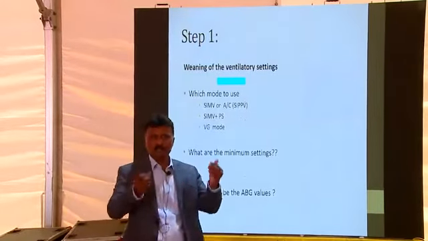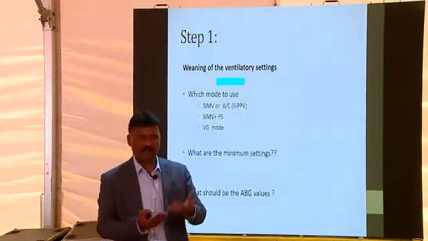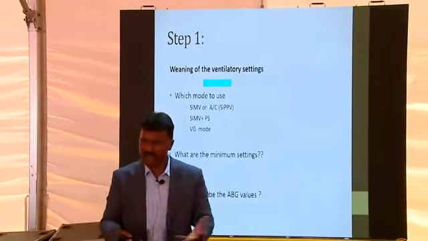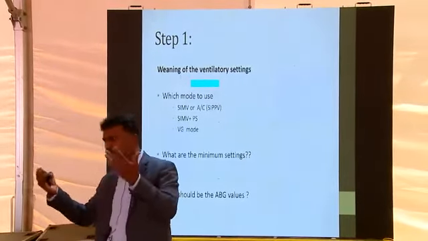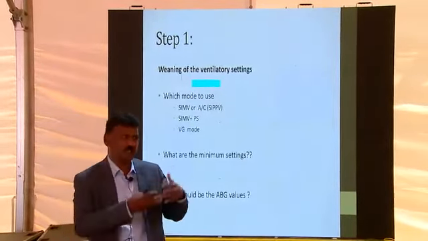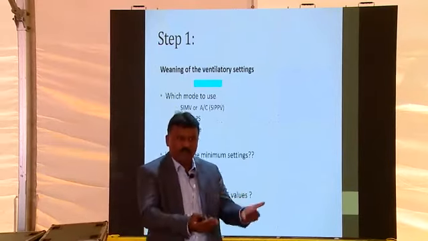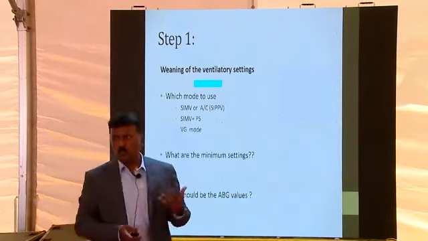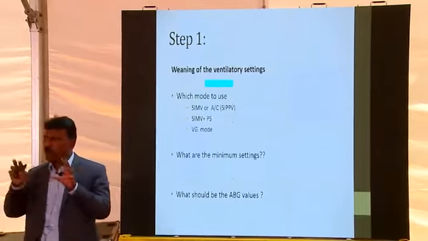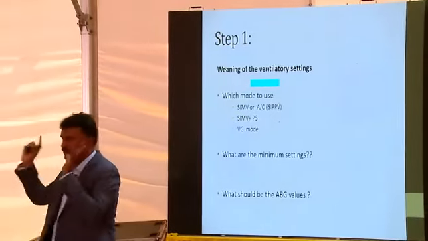So, let's say by the end of the evening, you are already on 16 by 5 and about 60 rate. FiO2 fortunately came down to about 40%. So next, what? How do I wean him off further? Now you can continue to wean him off on SIMV mode itself.